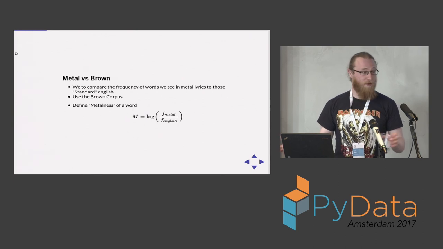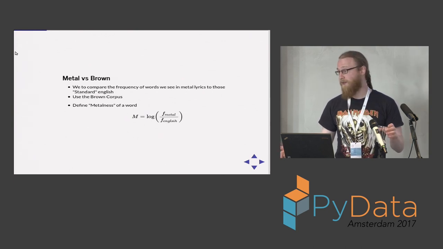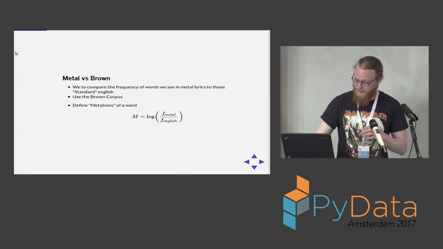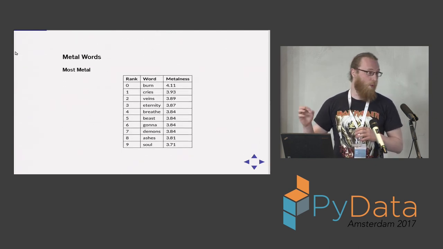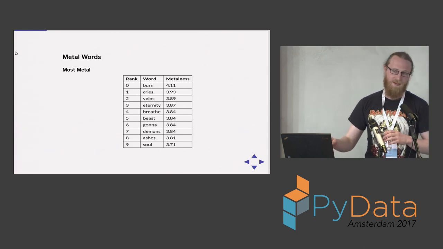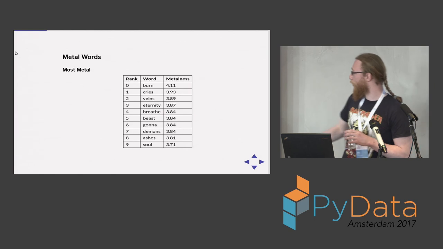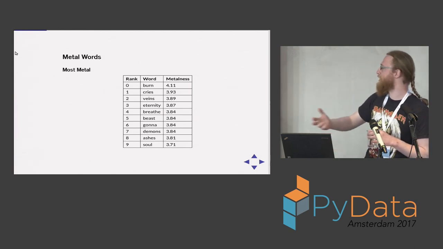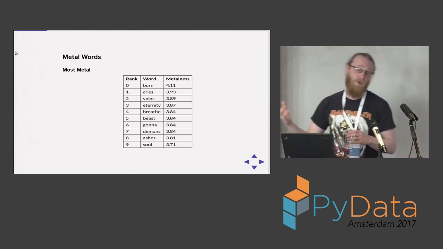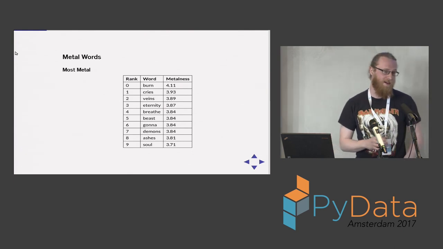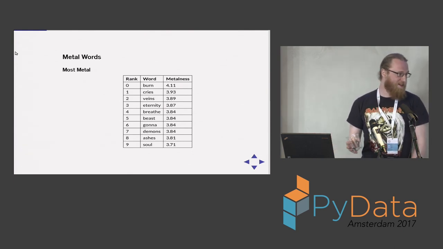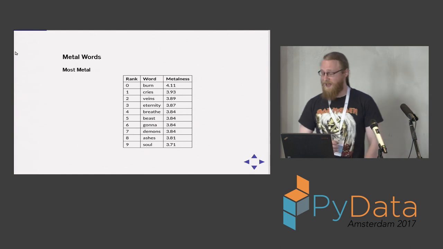And I haven't found any name for a good unit for this yet. If you have a good name, let me know. Still looking. But with this, we can find out what are the most metal words in the English language. And burn comes number one, then cries, vain, eternity, breathe, beast, gunner, demons, ashes, soul. It's what you'd expect. If you know metal, then yeah, this kind of makes sense.